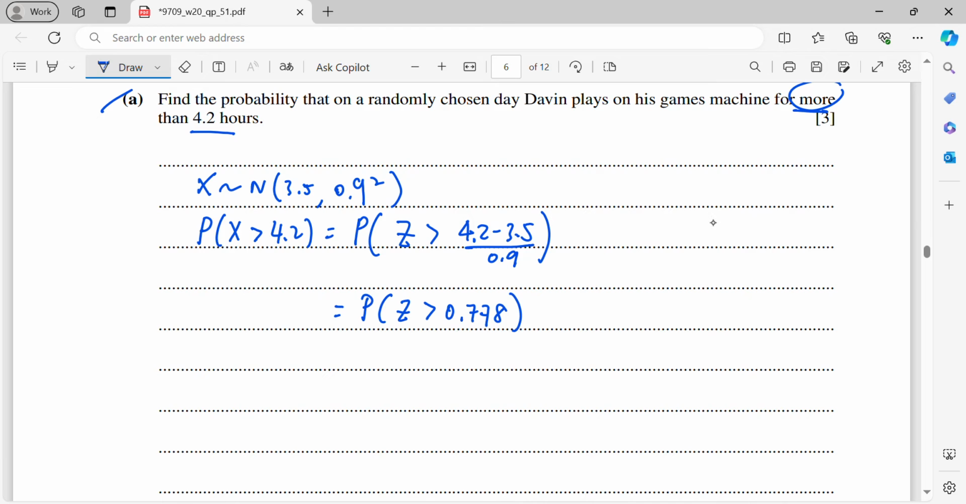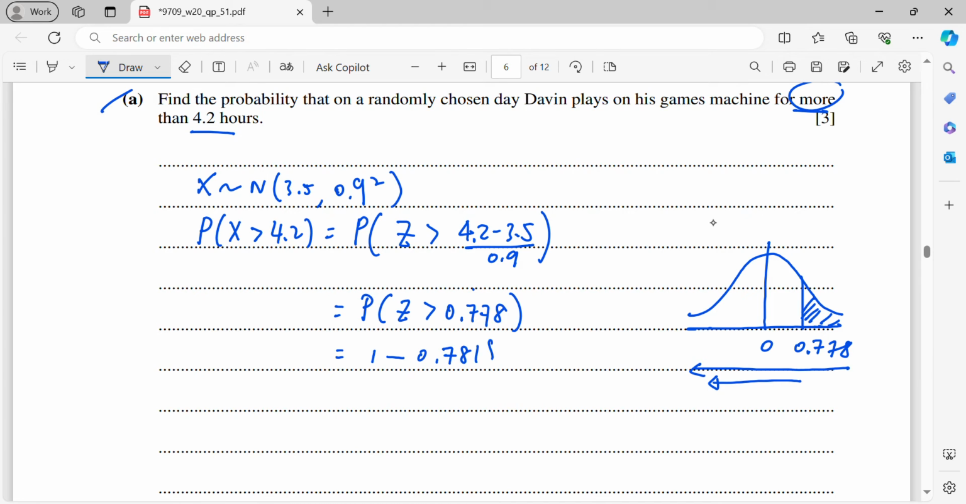Now once you get this step, just sketch a graph. Middle value is 0. Then here is 0.778. And the region is greater than this line. So therefore it is on the right side. So to get this probability is basically 1 minus the previous region, because the table in your formula list is always referring to the left side region. So here you will be getting 1 minus 0.7818, and then the answer is 0.2182, and now you round up, it will be 0.218. So that is the probability correct to 3 significant figures.